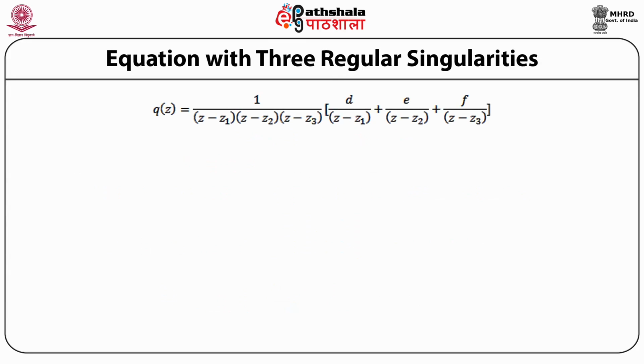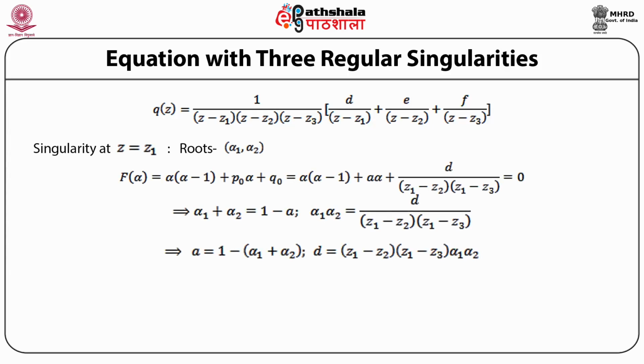Q(z) can be written as 1 by (z - z1)(z - z2)(z - z3) multiplied by, within the brackets, d divided by (z - z1) plus e divided by (z - z2) plus f divided by (z - z3), brackets close. These constants a, b, c and d, e, f are related to the exponents at the three regular singularities.